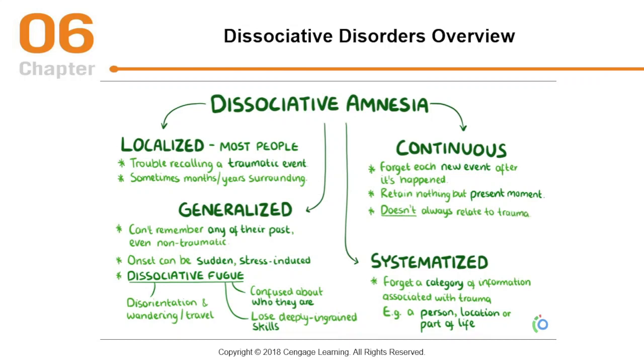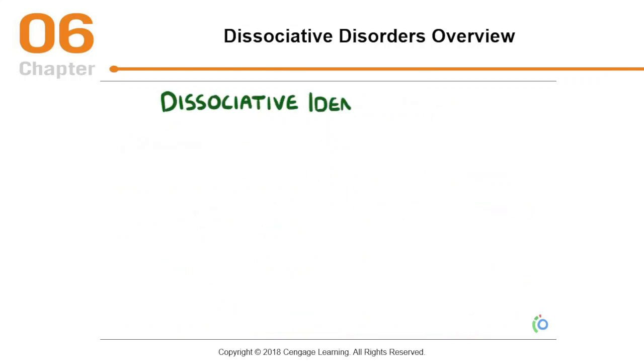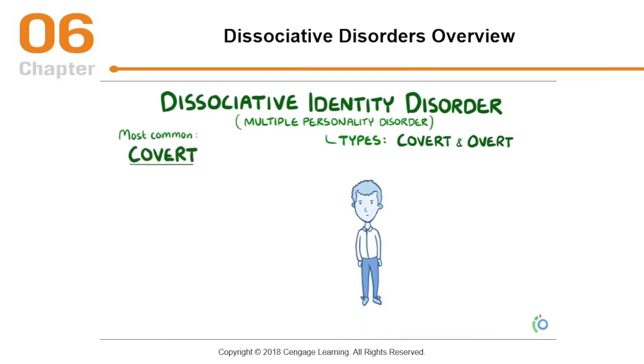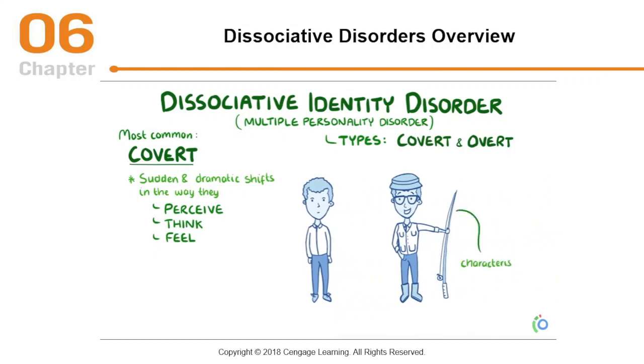The third type of dissociative disorder is dissociative identity disorder, which used to be called multiple personality disorder. Dissociative identity disorder can be broken down into two types: covert dissociative identity disorder and overt dissociative identity disorder. By far the most common type, covert dissociative identity disorder occurs when a person experiences sudden and dramatic shifts in the way they perceive, think, or feel, as if they've taken on characteristics of a different person or people.